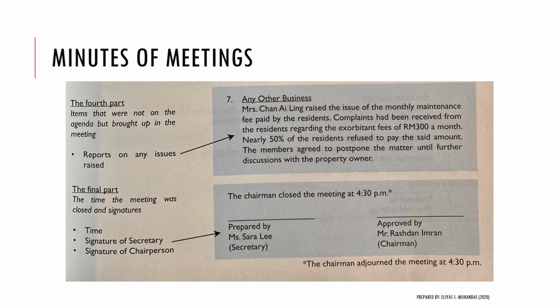As I mentioned to you, it is customary for the person who writes the minutes of meeting to list his name as the last name in the sequence of members who were present in the meeting. And then approved, of course, by Mr. Rashid Imran, the chairman. Time, signature of the secretary, and signature of the chairperson. The chairman adjourned the meeting at 4:30 p.m.